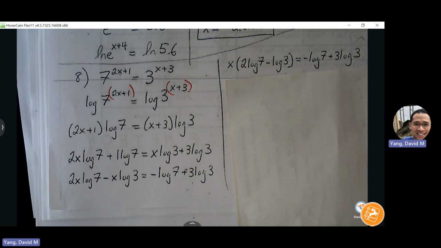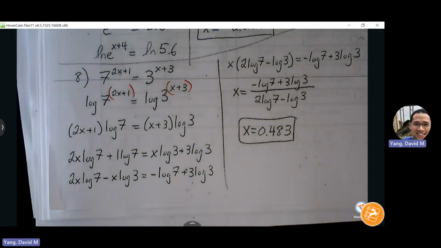Once you distribute log 7 through, then you know you have 4 individual terms you can move around. The whole idea is to solve for x. So let's move these terms around in a way where the terms that have x's can be grouped together on the left side. Terms without x's can go on the other side. The whole purpose here is to factor the x out so that we can algebraically get x by itself.